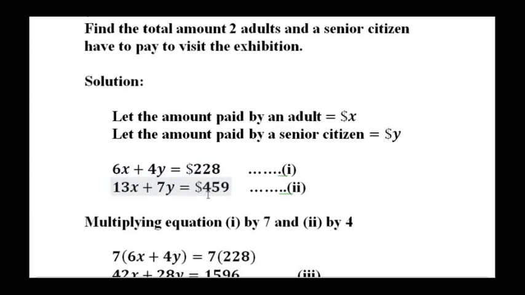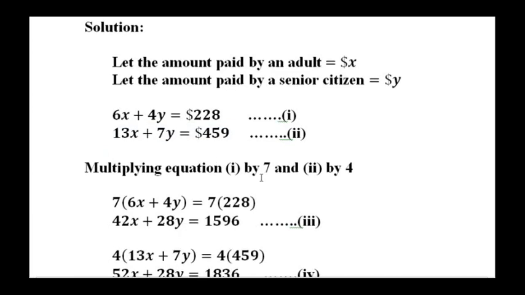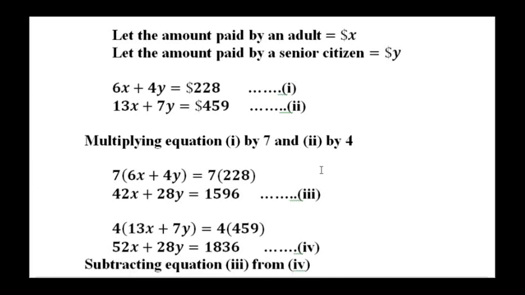You can solve this system either by the elimination method or by the substitution method. I'm going to solve this system of linear equations by the elimination method. Therefore, I'm going to multiply equation 1 by 7 and equation 2 by 4. Now, the question arises, why are we multiplying these equations by 7 and 4? Well, the answer is that the coefficients of the variables in both equations are not the same.